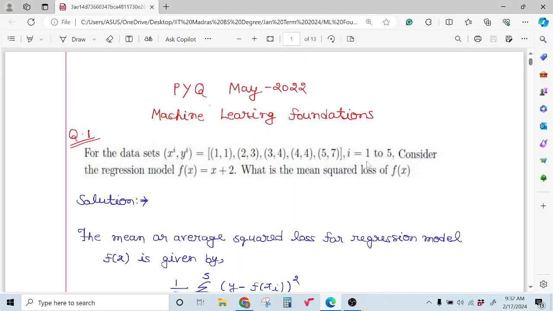Hello guys, today we will solve some PYQ questions from Machine Learning Foundation. It was asked in 2022 in the May term. So let us start with the first question.